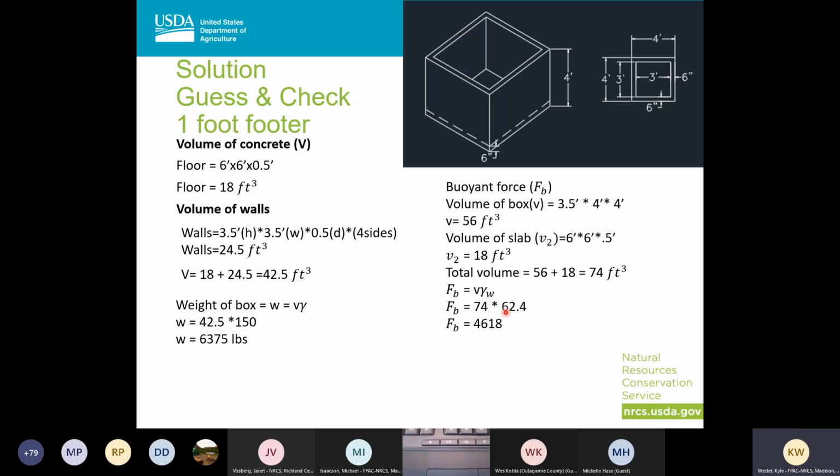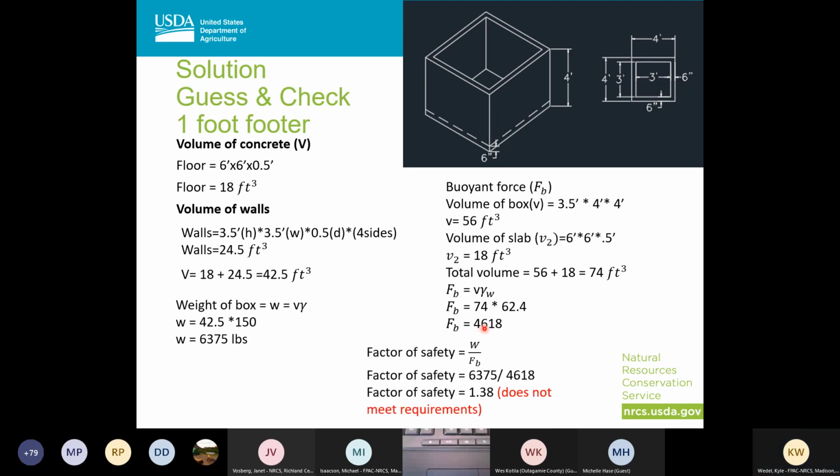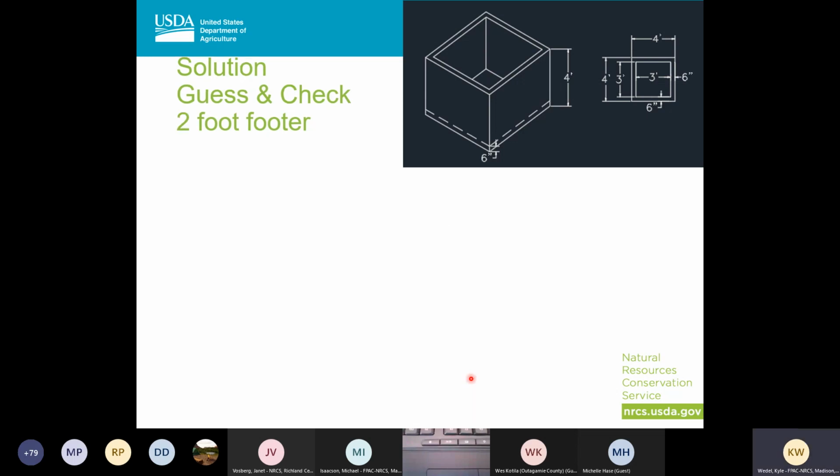Then I'm going to take my 74, multiply it by my unit weight of water, which is 62.4. And I'm going to end up with a buoyant force of 4,618 pounds. So I'm going to divide those out, and I'm going to get 1.38. So that doesn't meet my 1.5 standards. So I'm going to go on, and I'm going to increase my foot size to 2 feet.